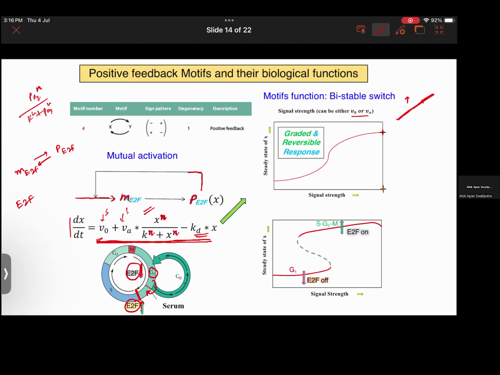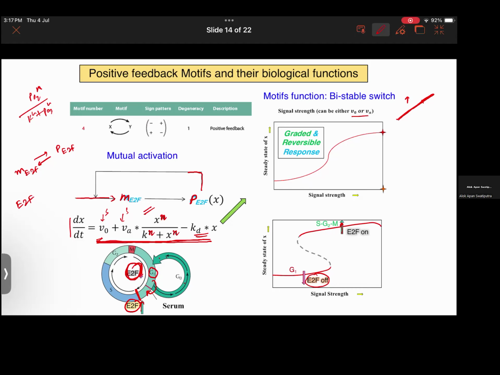And this lower state is definitely the low E2F state. The low steady state is the low value of E2F, and that is what has been called E2F off. Because it's a switch, right? So we have switch off and switch on. The low state we are calling switch off. And when the E2F is in the high state, we have called it E2F on. So the E2F will switch from off to on state.